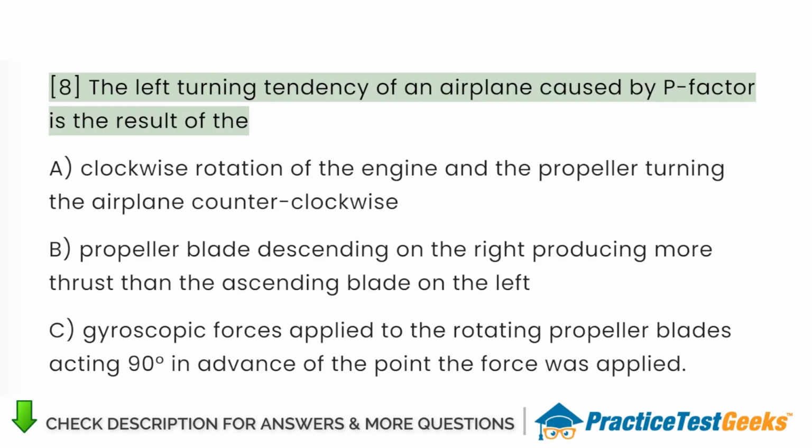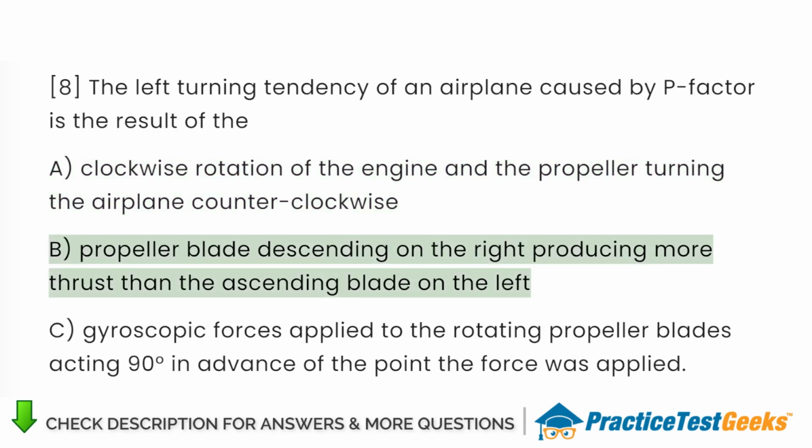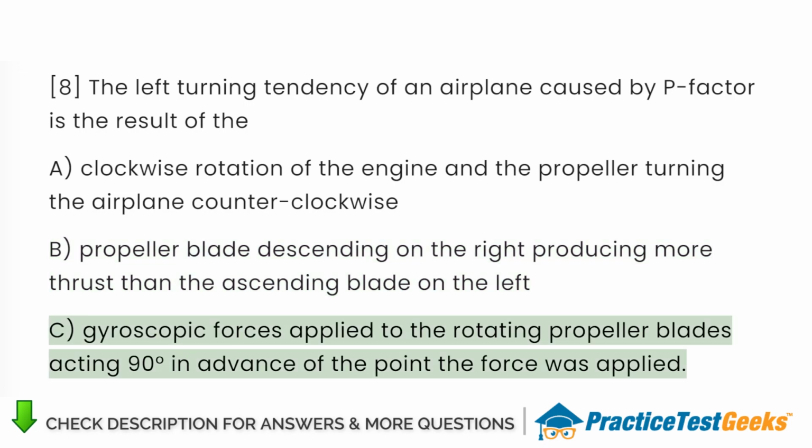The left turning tendency of an airplane caused by P-factor is the result of the A. Clockwise rotation of the engine and the propeller turning the airplane counterclockwise. B. Propeller blade descending on the right producing more thrust than the ascending blade on the left. C. Gyroscopic forces applied to the rotating propeller blades acting 90 degrees in advance of the point the force was applied.